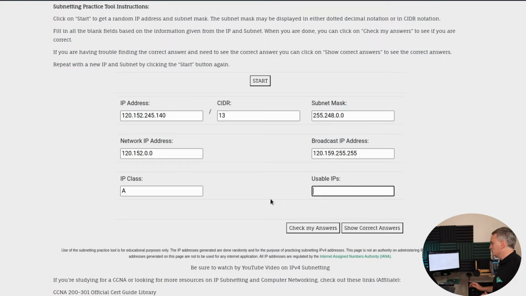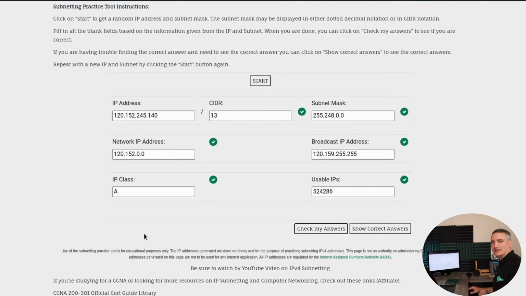And the total number of usable IP addresses, well, we're going to take that CIDR notation, 32 minus 13. I've got a nice little calculator here to work this out, because it's going to give us a really big number. So 32 minus 13, we have 19. So we're going to go 2 to the power of 19, which is going to give us 524,288. Let's subtract 2 from that, and that gives us 524,286. All right, let's check my answers, see if I got this right. Hey, I got it right.